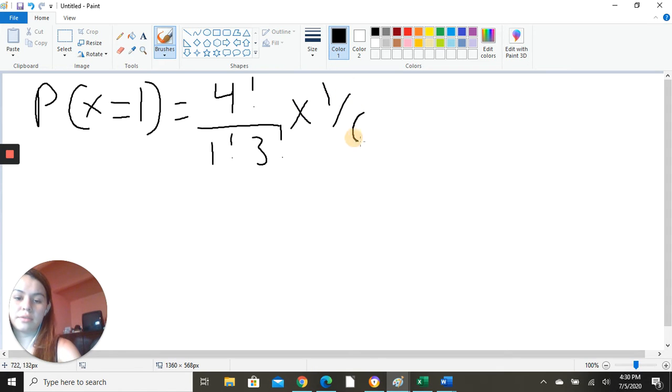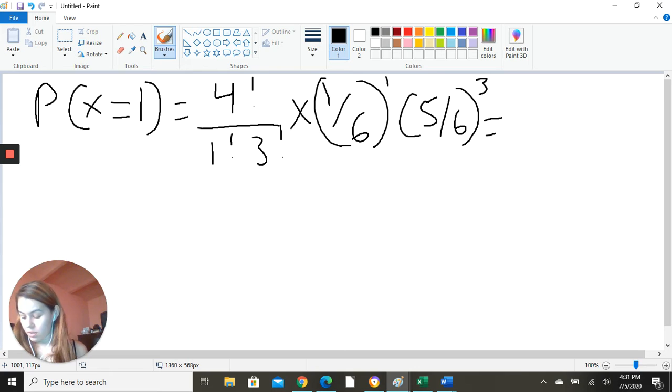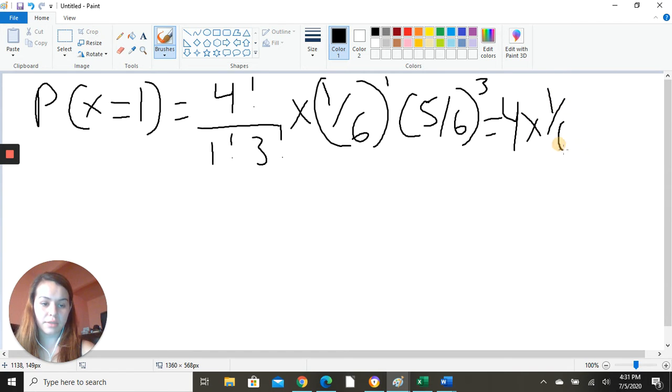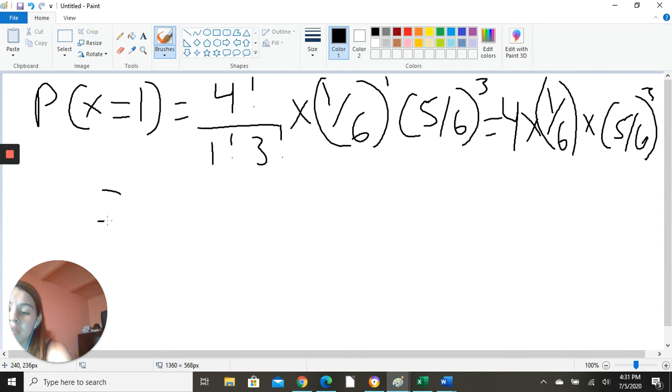Times to the 6th power, 1. And then 5 over 6 to the 3rd power equals 4 times 1 to the 6th times 5 to the 6th to the 3rd power. This looks so messy, I'm sorry guys. If you don't understand, let me say it.